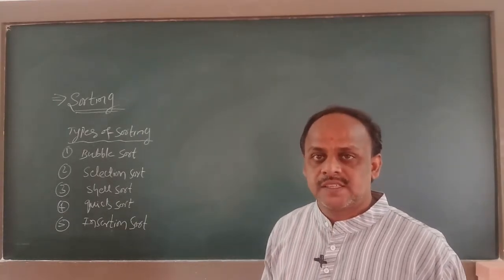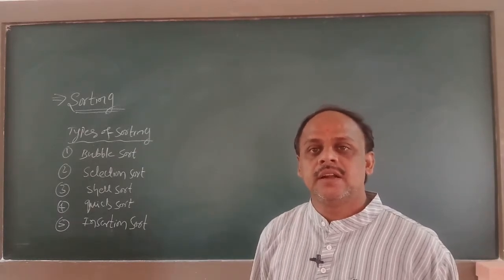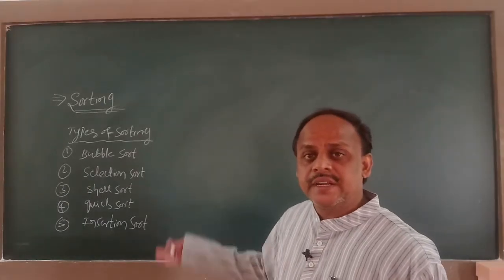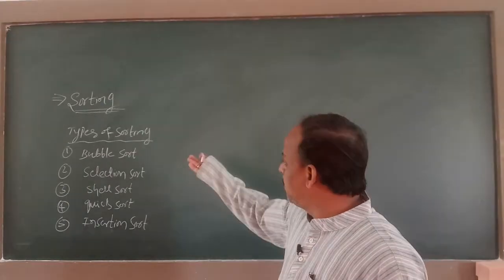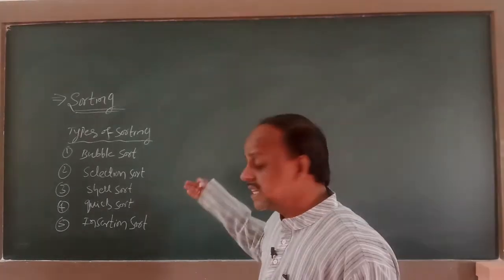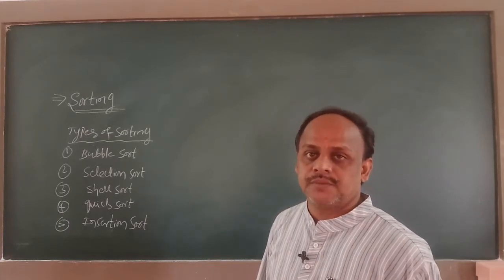In the study of sorting, the process of arranging array elements in an order is referred to as sorting. The arrangement may be in ascending order or descending order. So we have different types of sorting, say bubble sort, selection sort, shell sort, quick sort, and the fifth one is insertion sort.